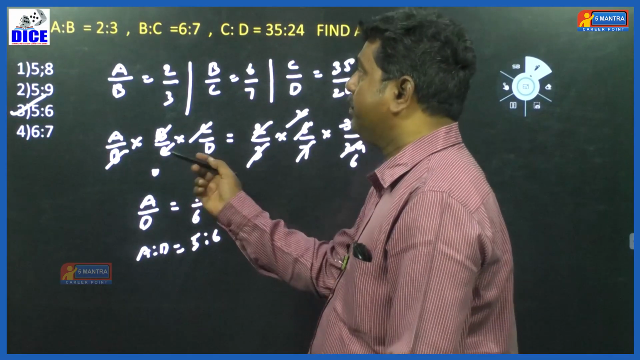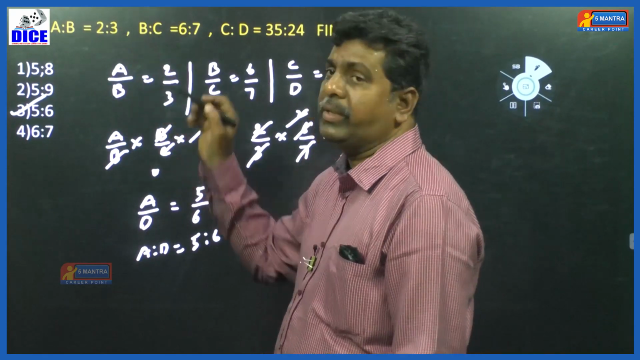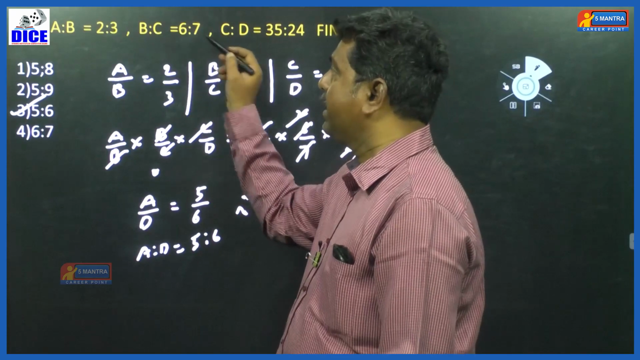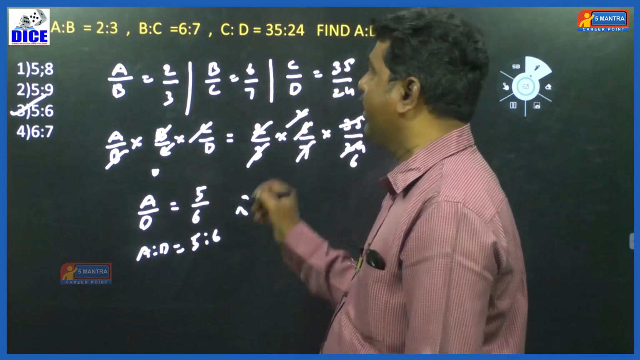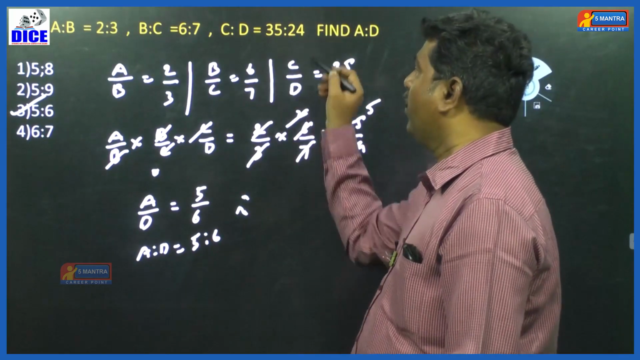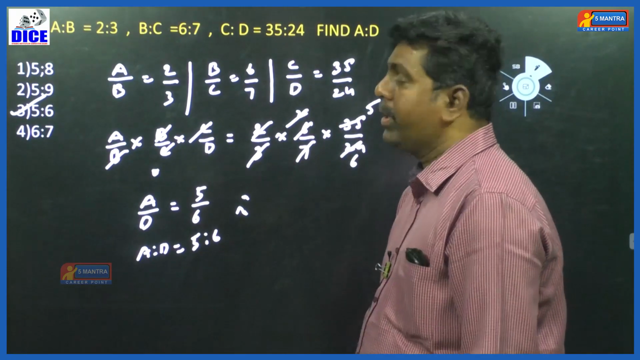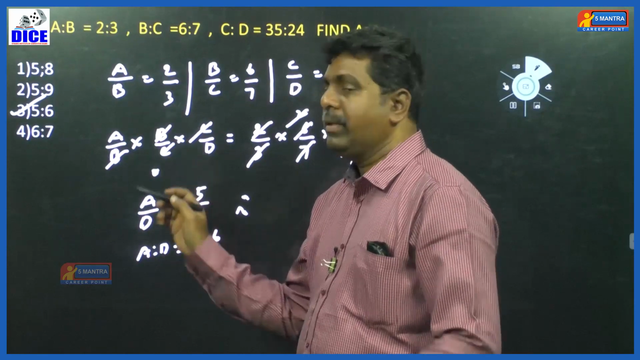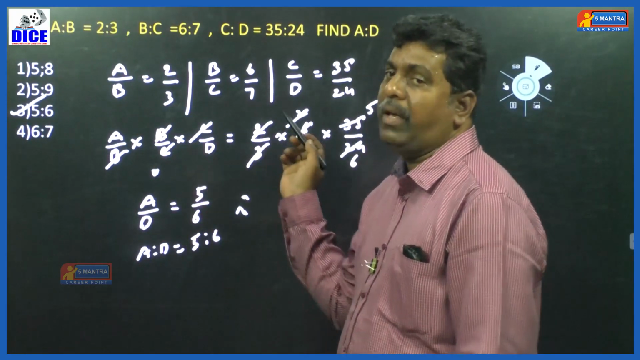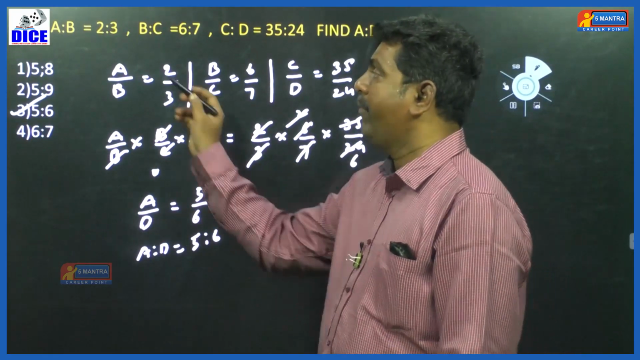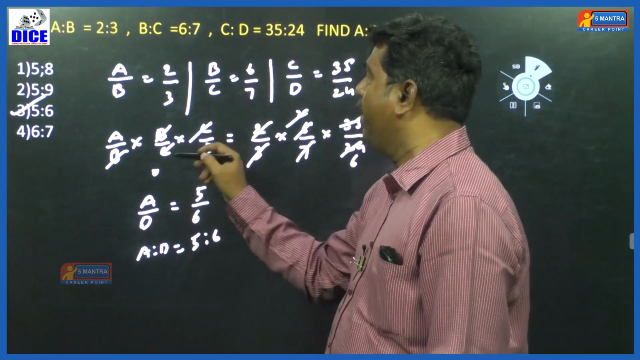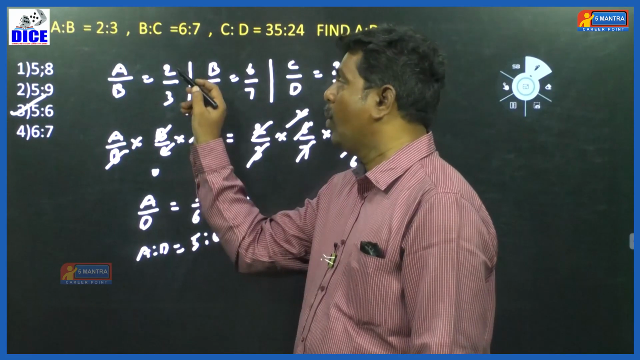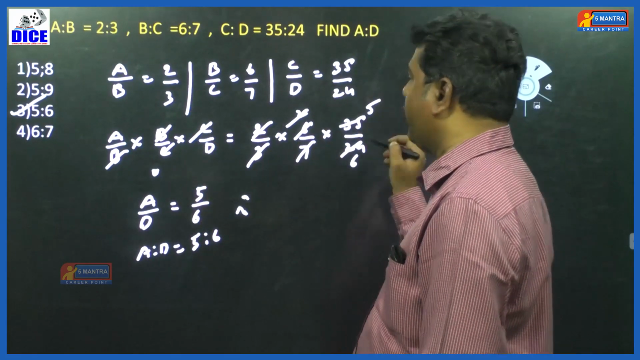Once again, check out the problem. A:B is equal to 2:3, we can write like this: A by B is equal to 2/3. B:C is equal to 6:7, write B by C is equal to 6/7. C:D is equal to 35/24. So the process is that we do the left hand alphabets multiplication separately and the right hand numbers multiplication separately. Left hand alphabets means A by B into B by C into C/D is equal to the right hand side numbers multiplied, 2/3 into 6/7 into 35/24.